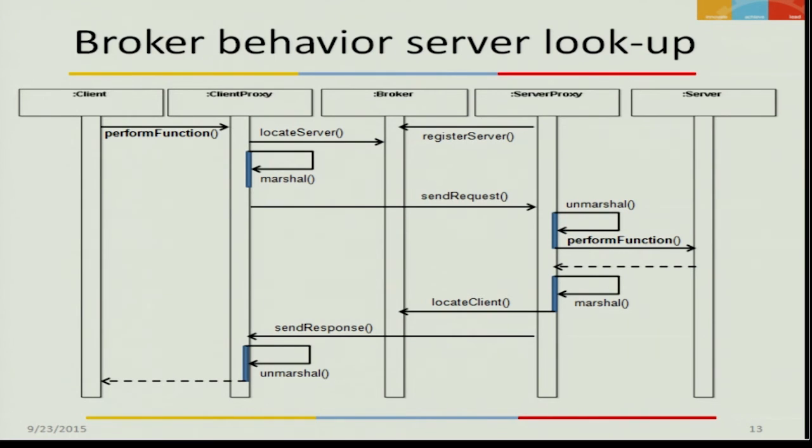Server proxy does unmarshalling as before. Then it knows where the server is. The server proxy knows where the server is. It actually performs this perform function, gets the result, marshals it, sends it back to the broker, and server proxy doesn't really care where the client is. Now broker again tells the server proxy that here is the client. Then server proxy sends the response directly to the client proxy. Client proxy unmarshals this response and then finally gives the result back to the client.